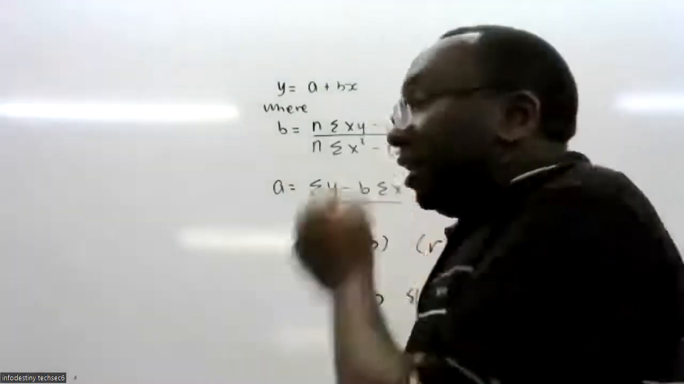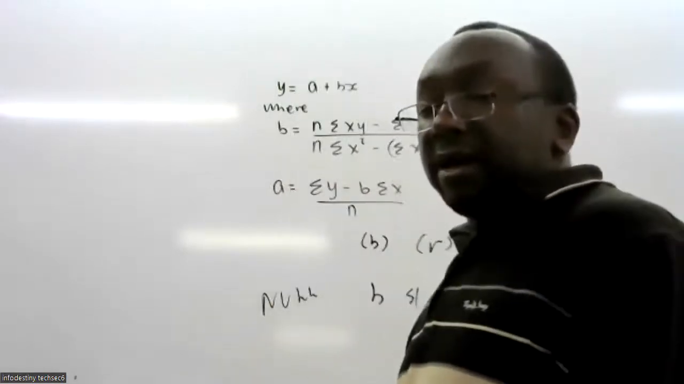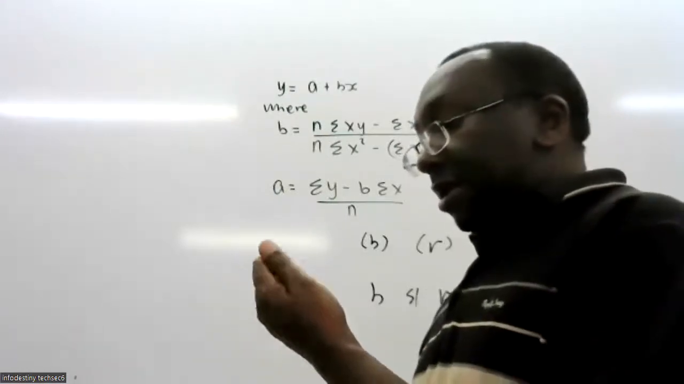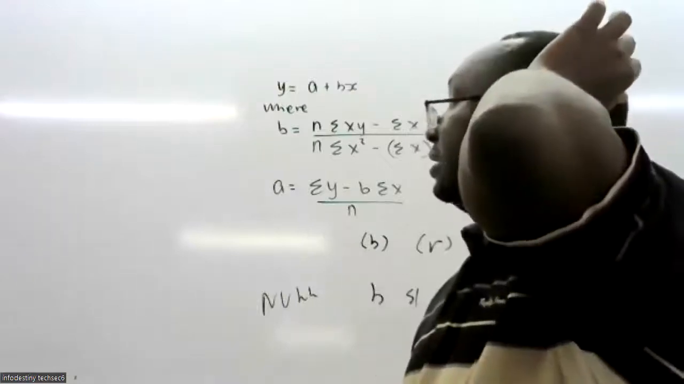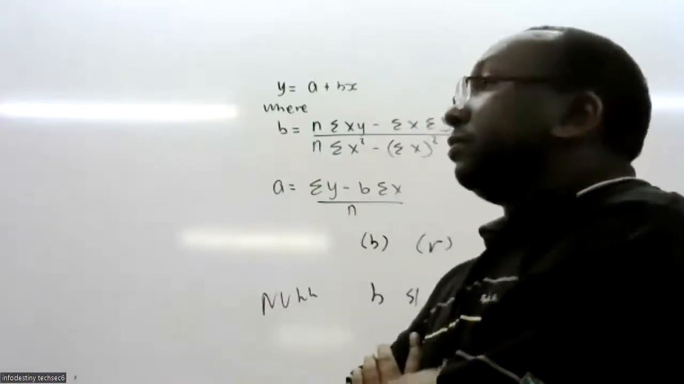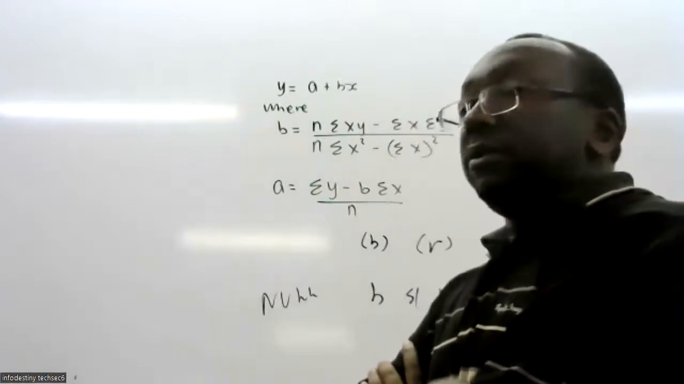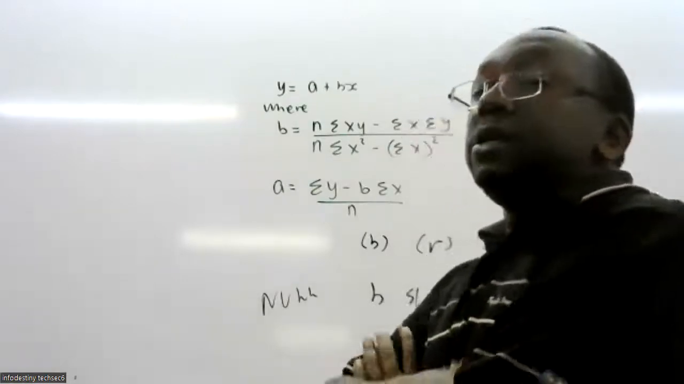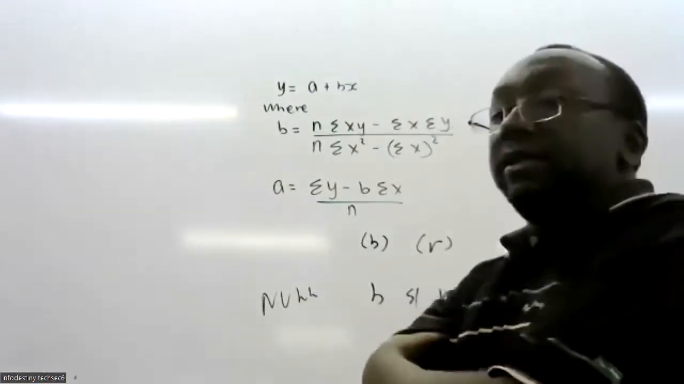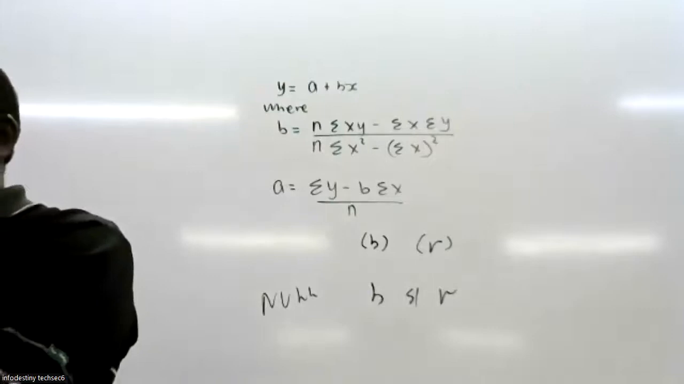Number three, null relationship. This is where the variables do not affect each other. It is represented by a zero value for B and R.